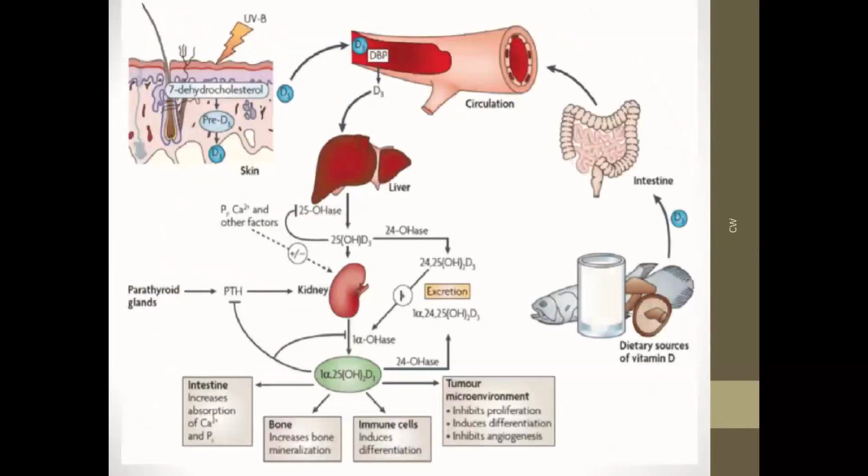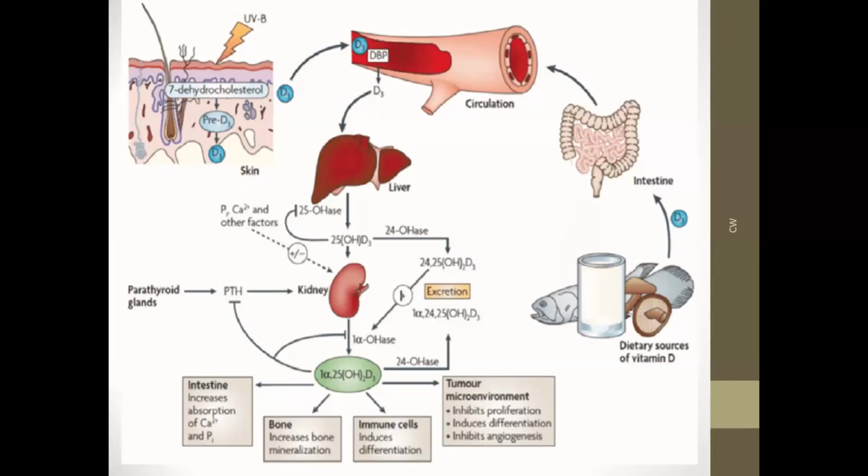This is how vitamin D is produced with the exposure of the skin to sunlight. 7-dehydrocholesterol is converted into pre-D3 and then into D3. D3 is absorbed into the blood, and after getting into the liver, 25-hydroxylation occurs. After getting into the kidney, 1-alpha hydroxylation converts it into 1,25-dihydroxycholecalciferol.